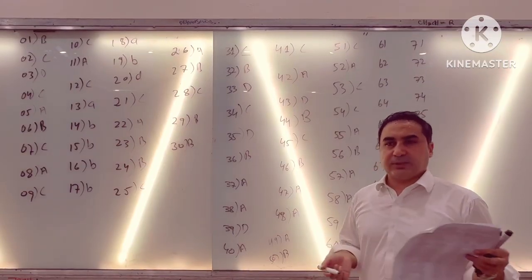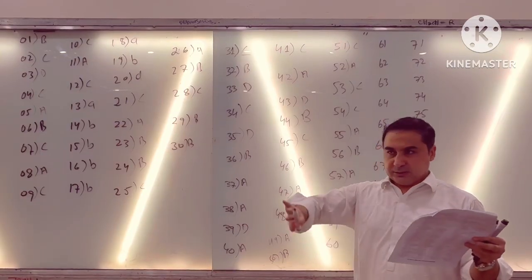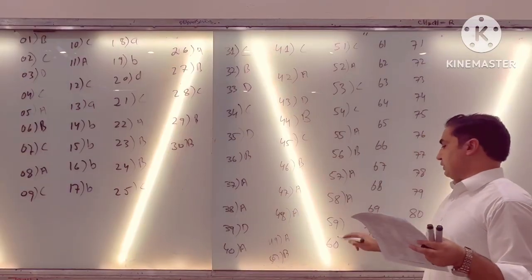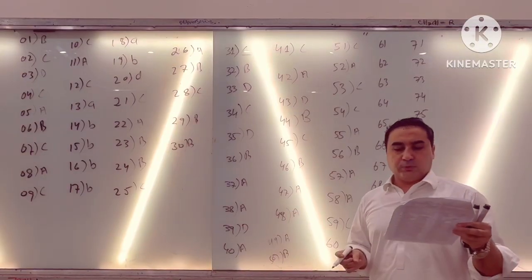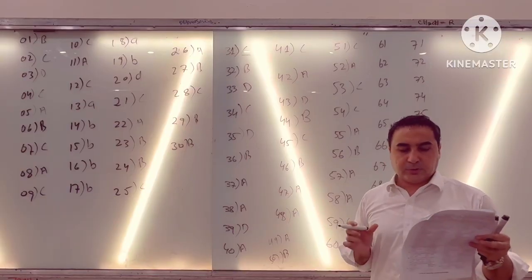The only movable bone of the skull. All the other bones of the skull are immovable. The only movable bone of the skull is the mandible, the lower jaw bone. So the correct option is C.